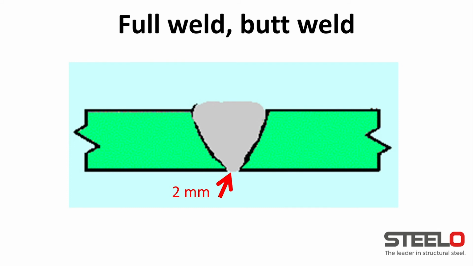And a butt weld is when there are two items being joined together head to head. So basically you would have a small gap, normally around 1 or 2 millimeters, and then you would have a full weld going right through it, and that is a proper weld that sort of replaces the base material. So it is as if there was no joint whatsoever.